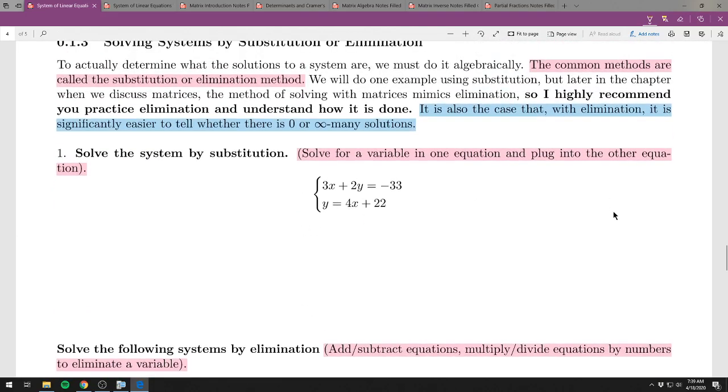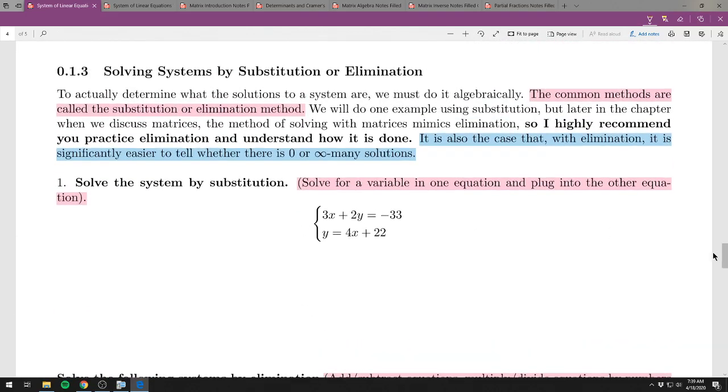All right, so now we're just going to actually solve these things. And like I said at the beginning, you're probably very aware of how to do at least substitution. But as I have outlined here, the common methods are called substitution or elimination. The common thing that we're going to do in the later part of this section is with matrices, they mimic elimination methods. So I highly recommend you practice and understand that. But I will do one example with substitution just as a refresher. It is nice to remember how to do that.